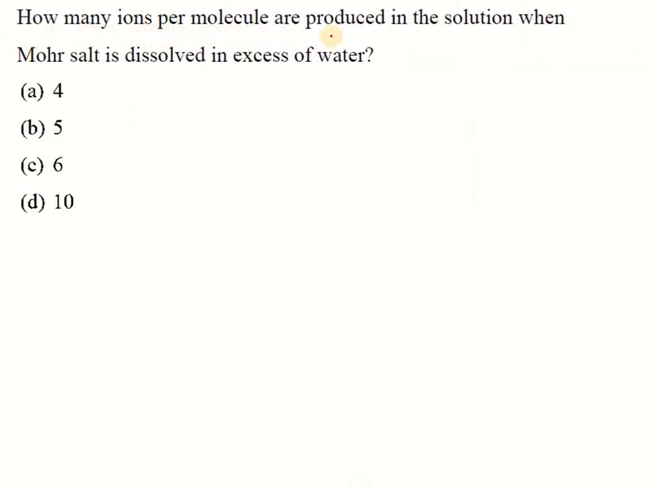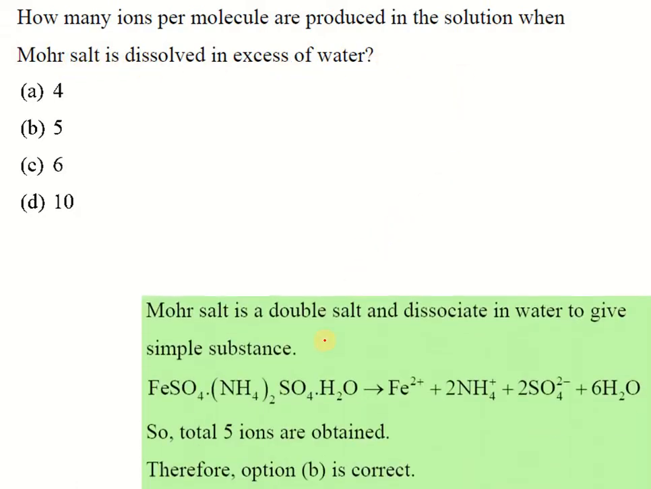How many ions per molecule are produced in the solution when Mohr's salt is dissolved in excess of water? The Mohr's salt formula is FeSO4·(NH4)2SO4·6H2O. This Mohr's salt gives 1 ferrous ion, 2 ammonium ions and 2 sulfate ions. A total of 5 ions are produced. That means option B is the right option for this question.